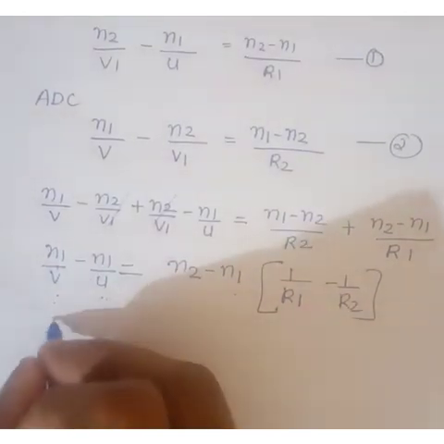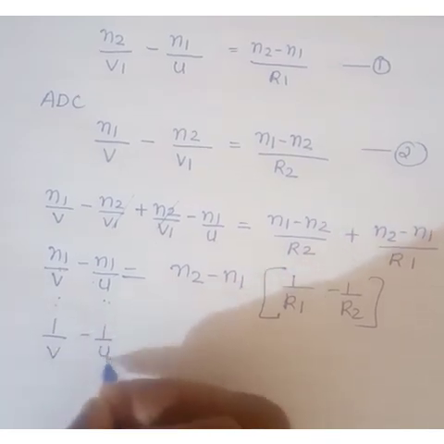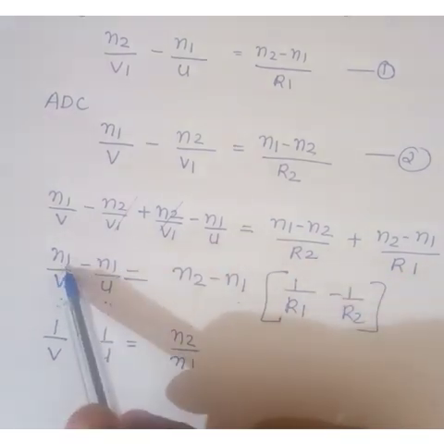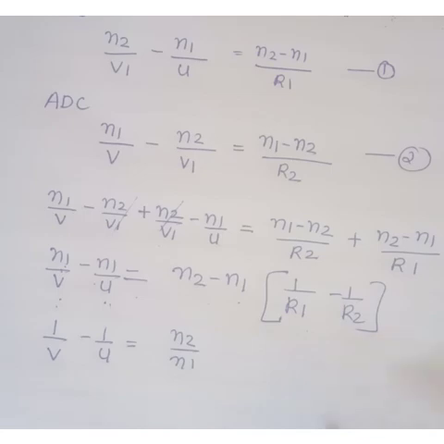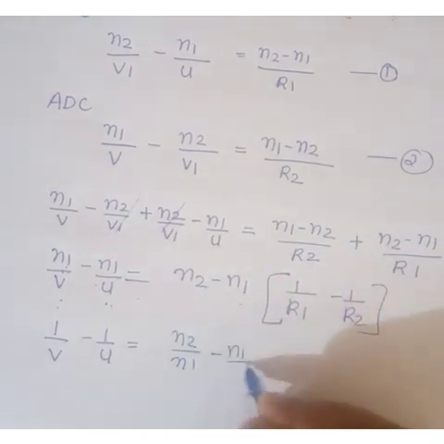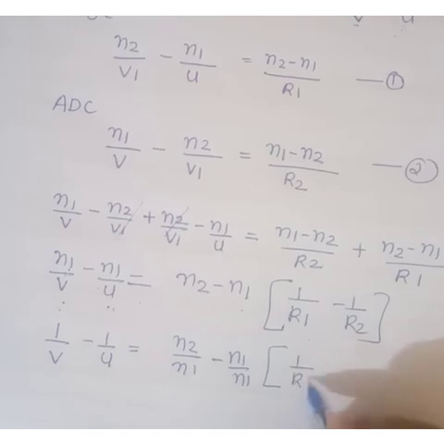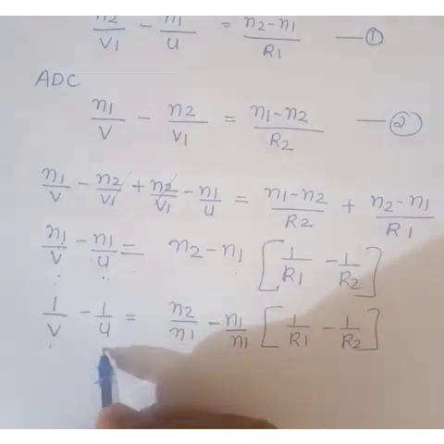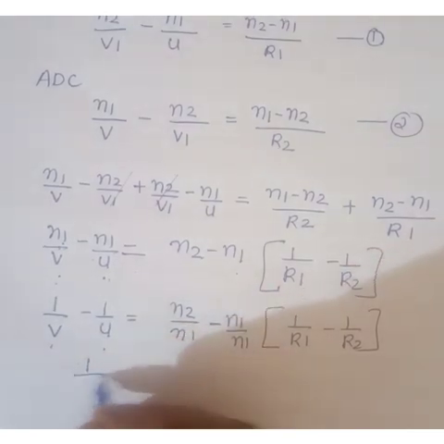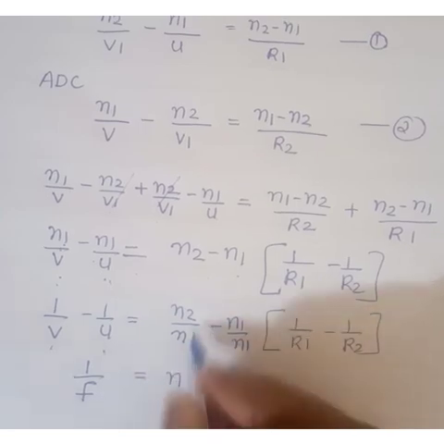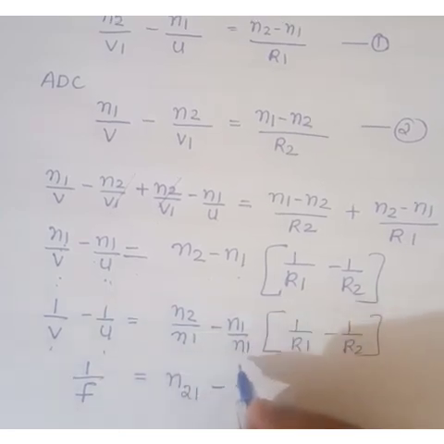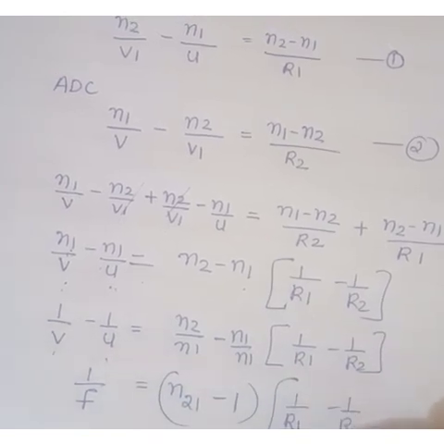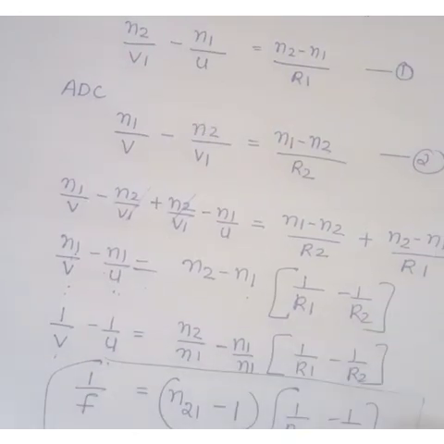That is, 1 by V minus 1 by U is equal to N2 by N1, taking N1 out and dividing by N1, that is N2 by N1 minus N1 by N1, times 1 by R1 minus 1 by R2. That is 1 by V minus 1 by U, which is the lens formula, that is 1 by F. So 1 by F is equal to (N2 by N1 minus 1) times (1 by R1 minus 1 by R2). This is the lens maker's formula.